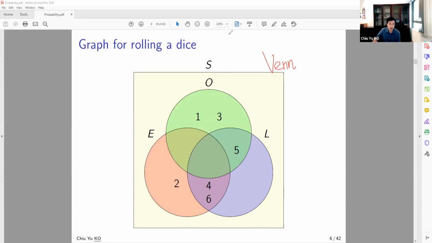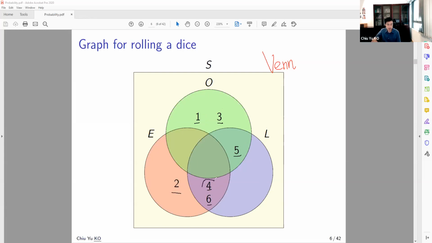You have 1, 3, 2, 4, 6, 5. Everything is inside S. Odd numbers will be the green circle, 1, 3, 5. And you see the large will be 4, 5, 6. Even will be 2, 4, 6. And you can see this deep purple one will be within E and L, right?